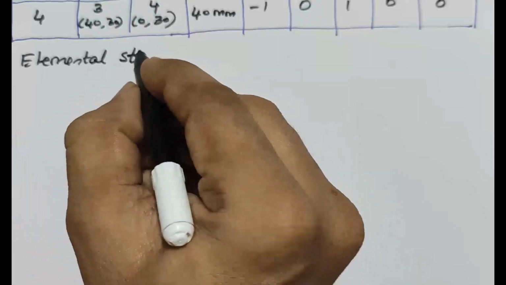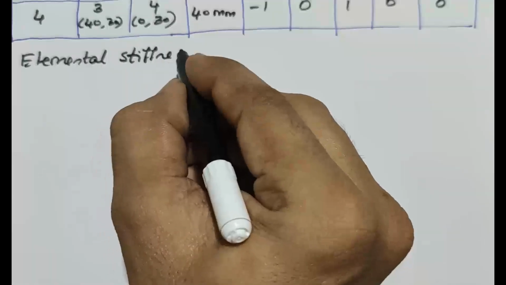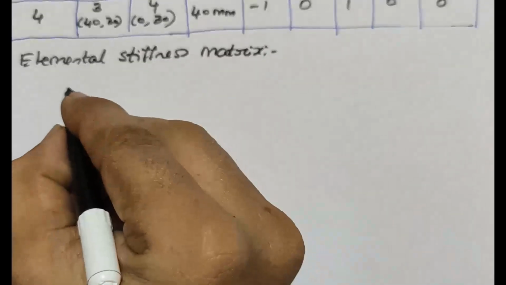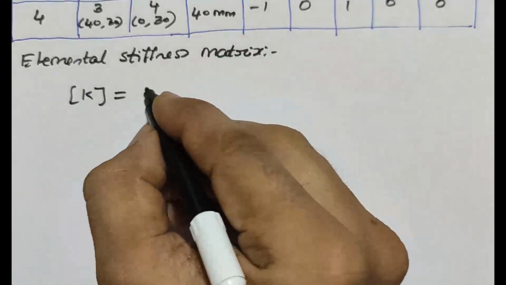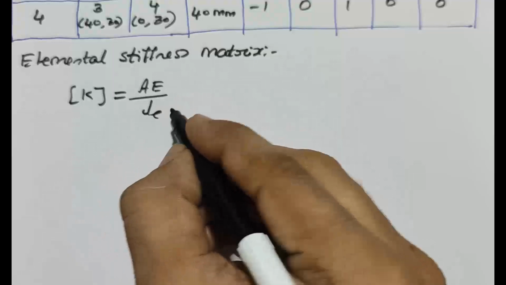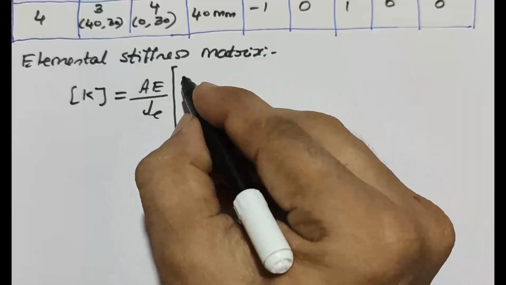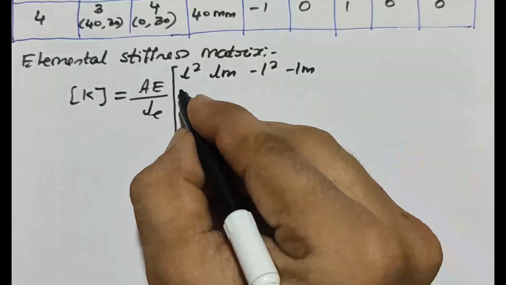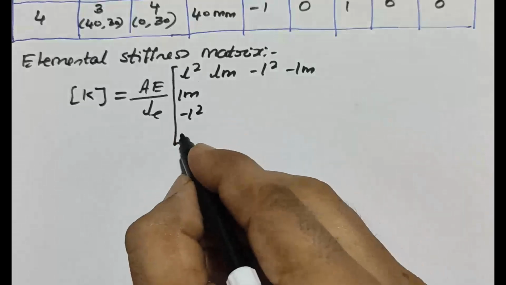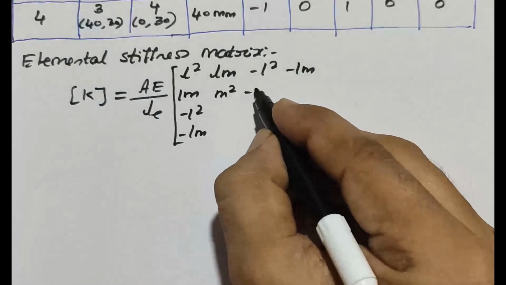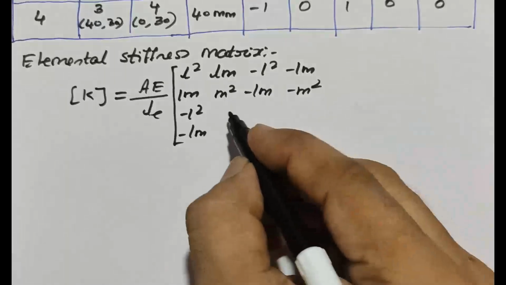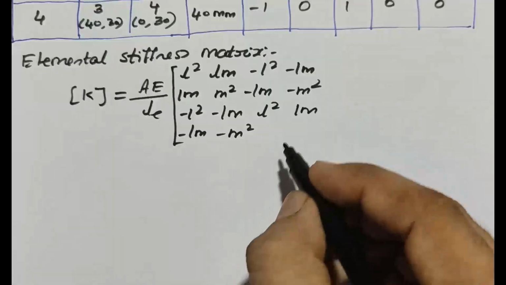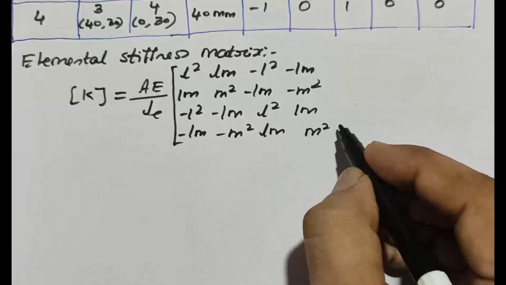Elemental stiffness matrix. We have the formula K is equal to AE by LE times the matrix: L square, LM, minus L square, minus LM; LM, M square, minus LM, minus M square; minus L square, minus LM, L square, LM; minus LM, minus M square, LM, M square.